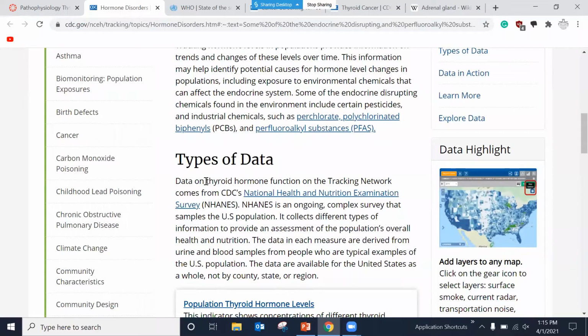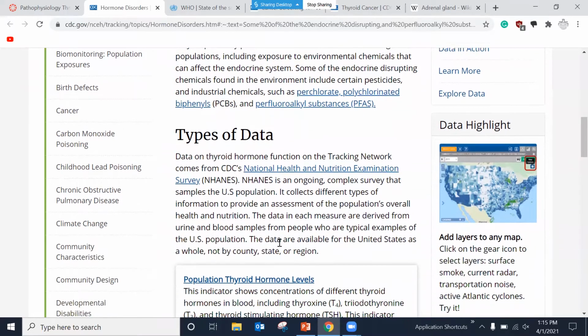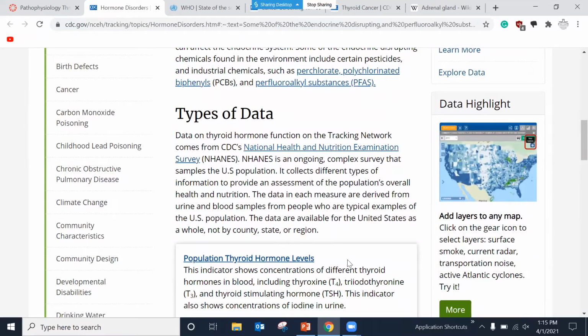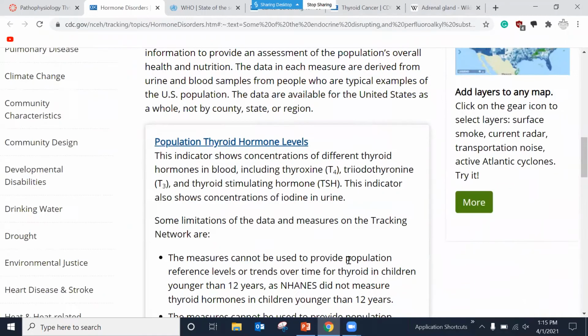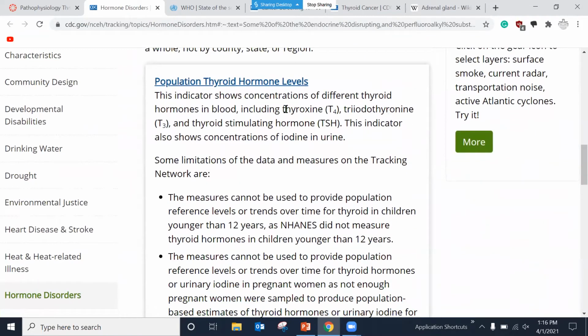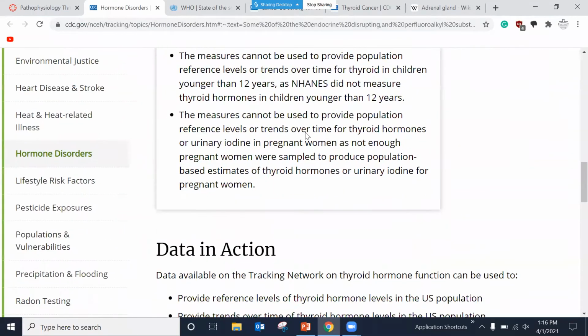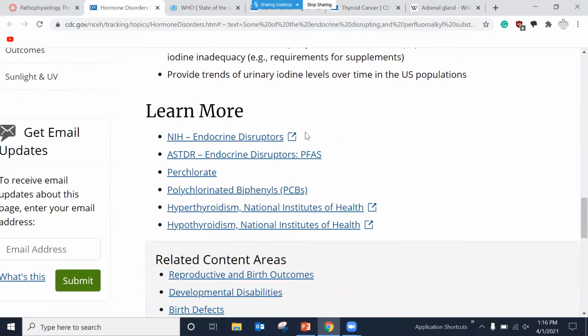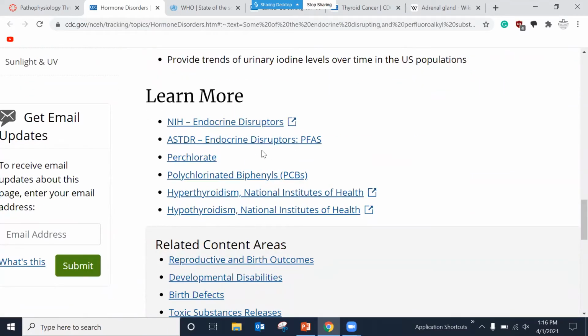We're tracking the thyroid hormone function. As an example, thyroid hormone levels include T4, which is called thyroxine, and also T3. And then also thyroid stimulating hormone. So we're tracking those three thyroid hormones. And then here's links to a bunch of different websites.